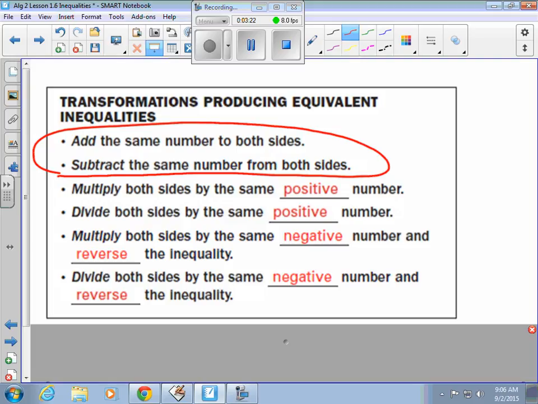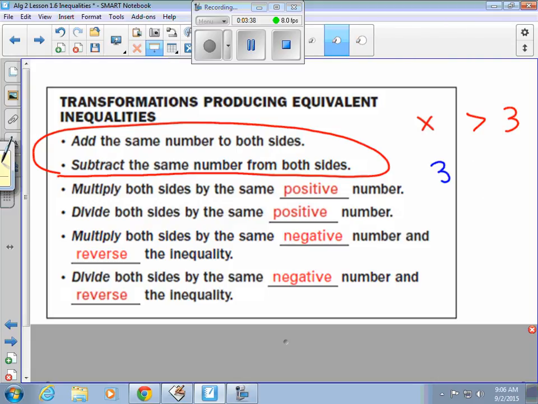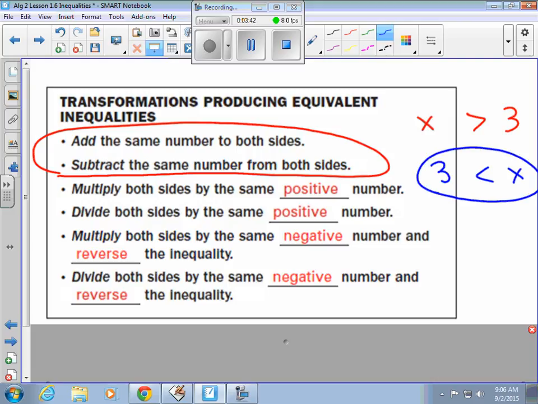Typically, for most people, it is easier to graph inequalities if you put the variable first. X is greater than 3. However, if you don't have any problem reading this way, if the 3 is first and the x is second, if you don't have any problem reading this as x is greater than 3, you don't have to rewrite it.